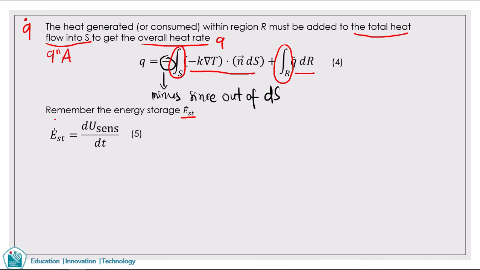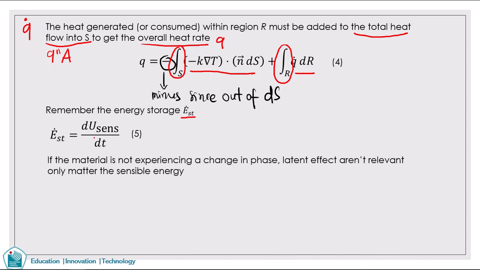The change of internal energy, the sensible internal energy, over time, since the material will not experience a phase change, so there's no latent effect. And we can rewrite the U in terms of m C v dT, this is the temperature over time.